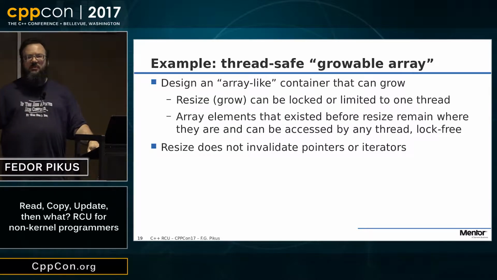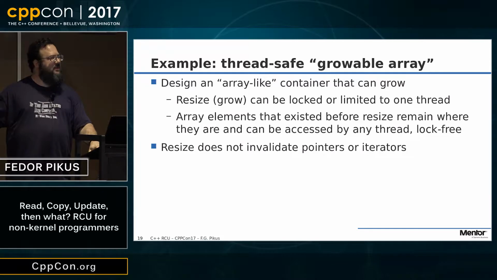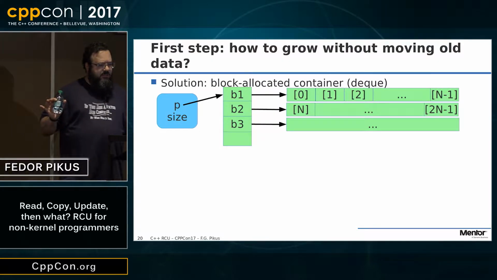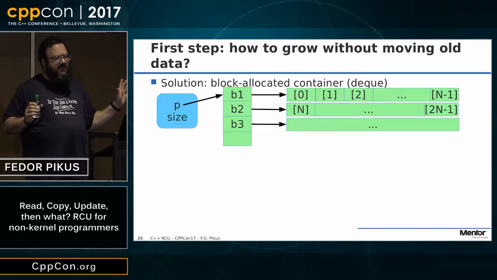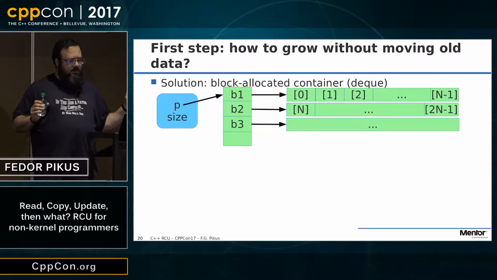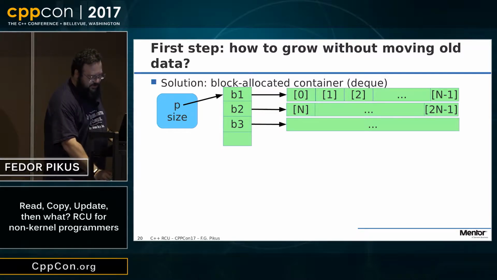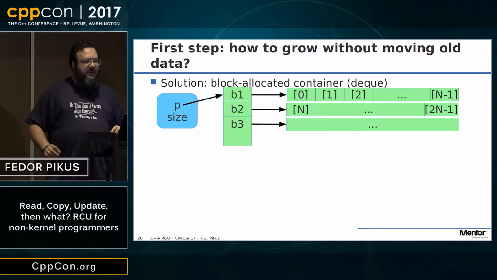Well, everybody knows how the basics are, right? On one thread first, just without threads. It's a block allocated container. It's like a deque. So here is the simplest implementation. My data is stored in blocks of fixed size. The container itself, the object, has a pointer to a reference block.